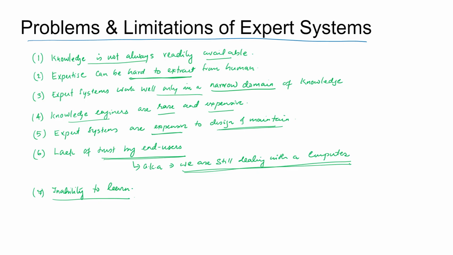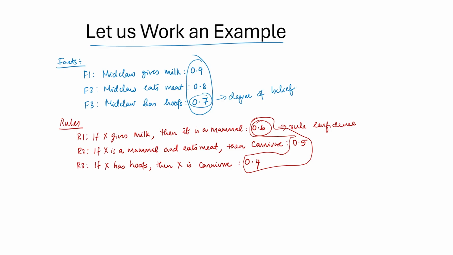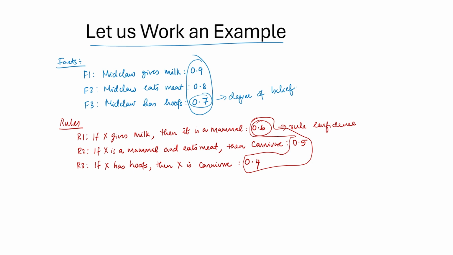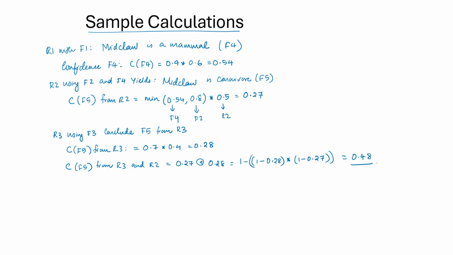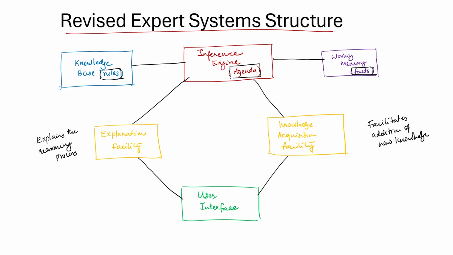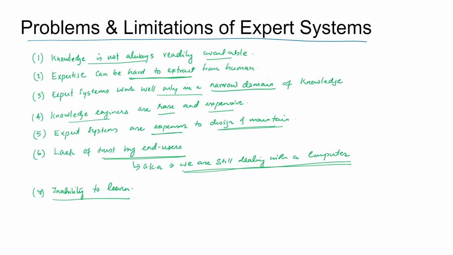So, concluding today's lecture, it was a long lecture, but you should know that we looked into what a confidence calculus is, which is used in many expert system designs, and how the premises and conclusions of the rules and the operator work, and what the degree of belief and the rule confidence are, and how some sample calculations are done. Then why we need to explain the reasoning process, and then we proposed a revised expert system structure, and then we talked about the benefits of the expert system, and we also finally concluded with the problems and limitations of the expert system.